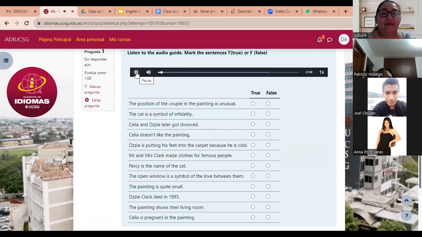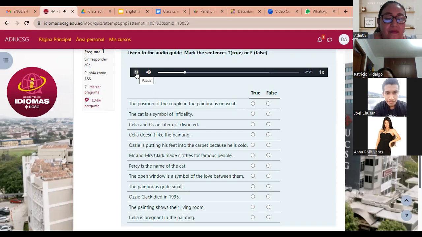Mr. and Mrs. Clarke and Percy is by the British artist David Hockney, and it's considered to be one of the greatest British paintings of the 20th century. It was painted in 1971, and it's a portrait of two of his friends, Ozzie Clarke and his wife Celia, and their cat Percy.